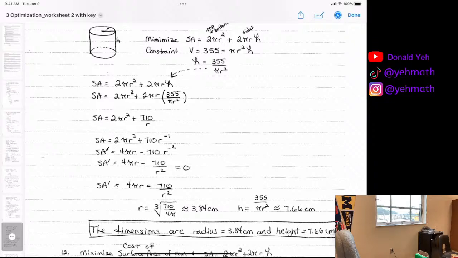Double cost is basically just... So it would be 2 pi r squared. And the top would be pi r squared. Plus 12 pi r h.